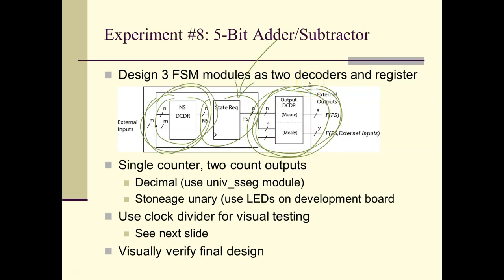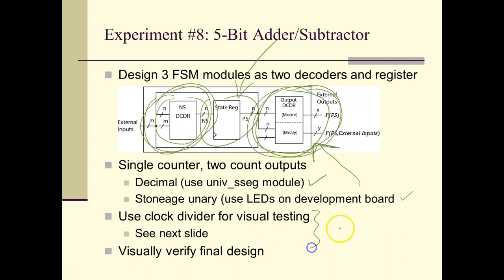This counter particularly has 2 count outputs. One of the count outputs is a decimal value, which we're going to use the universal 7-segment display for, and the other output is a unary count. A 4-bit counter can count 0 through 15. The Basys 3 board has 16 LEDs on it, so they're going to fit on there. So you're required to drive those LEDs on the board, as well as make a decimal number appear on the development board. Not too big a deal. You're going to have 2 different outputs from this output decoder.